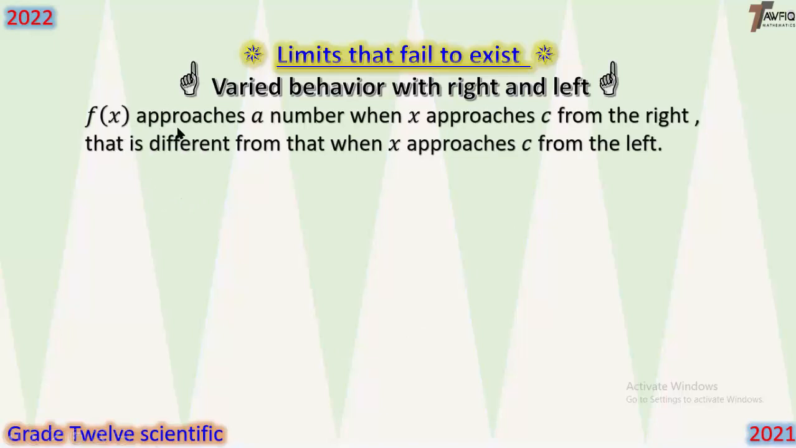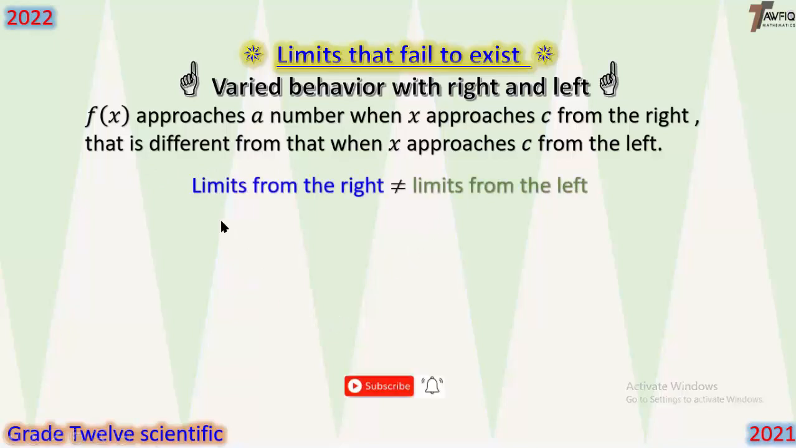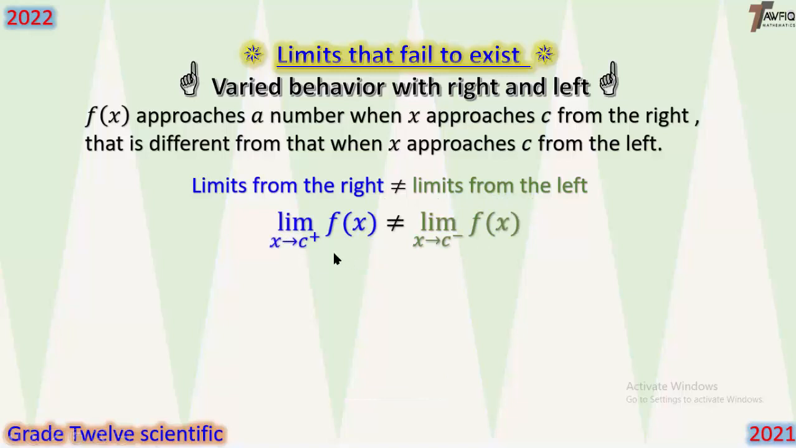That means f(x) approaches a number when x approaches c from the right that is different from that when x approaches c from the left. That means the limit from the right is not equal to the limit from the left, or the limit when x approaches c from the right is not equal to the limit when x approaches c from the left, or the right limit is not equal to the left limit. That means the limit of x approaching c for f(x) does not exist.